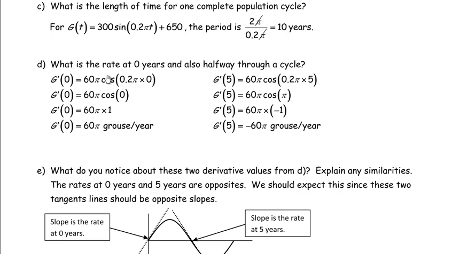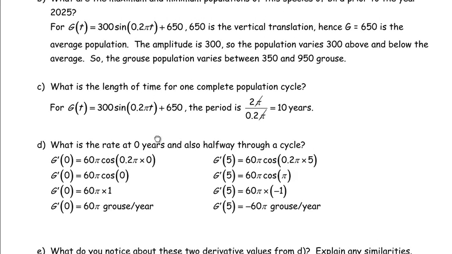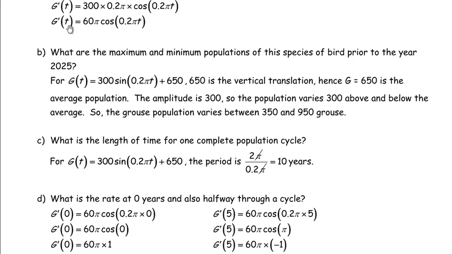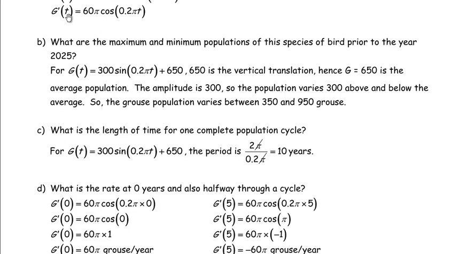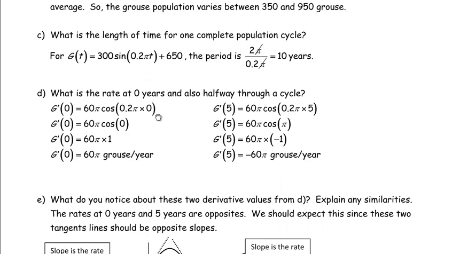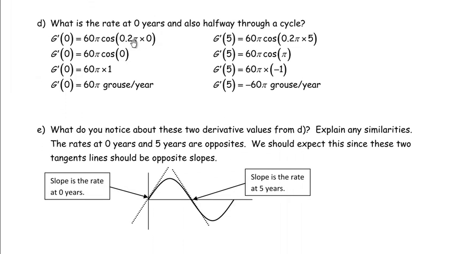Now in D it asks what's the rate at 0 years and also halfway through the cycle. Halfway through the cycle would be at 5 years. So we want to calculate g prime of 0 and g prime of 5, using our derivative function. I'm substituting 0 in place of time, so it'll be 60 pi cos 0.2 pi times 0, and then similar for the 5. 0.2 pi times 0 is 0, and the cos of 0 is 1, which I could also show using the unit circle.